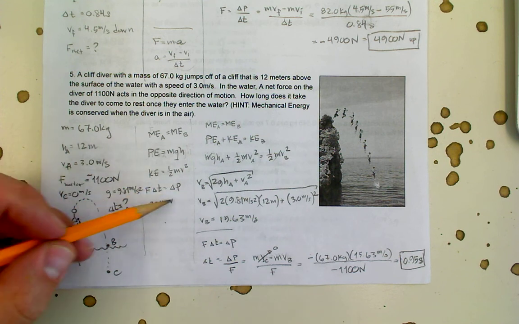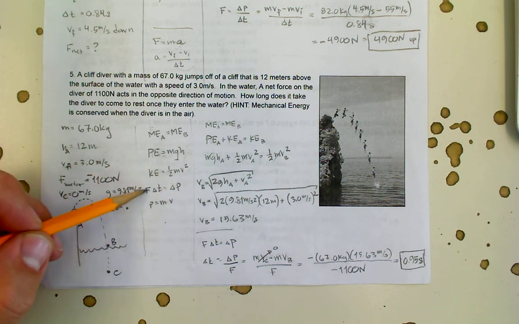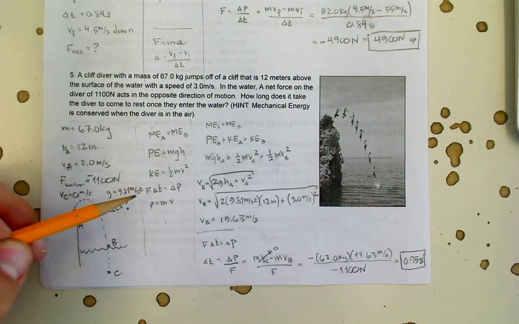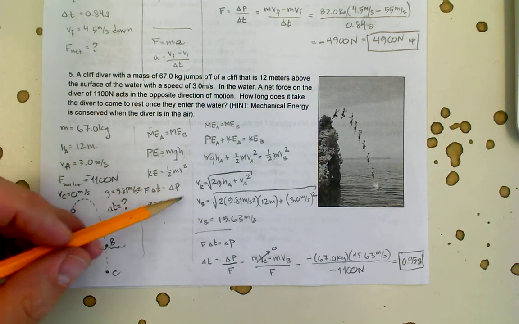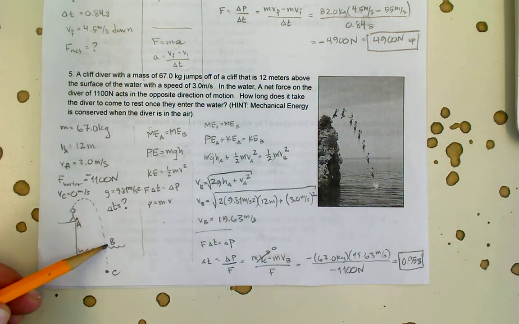So this is really the fundamental center of my work here. I'm looking for delta t. I've been given F, and I can probably figure out how the momentum of this person is changing as they slow down in the water from point B to C.